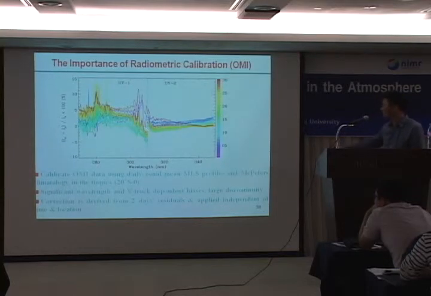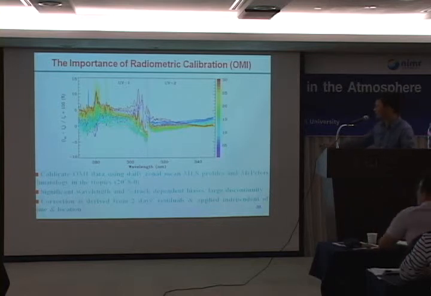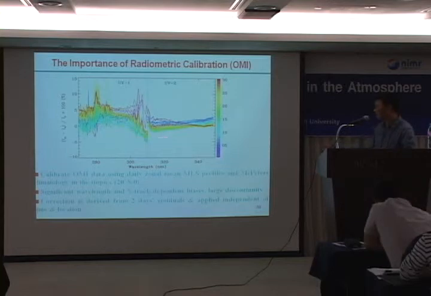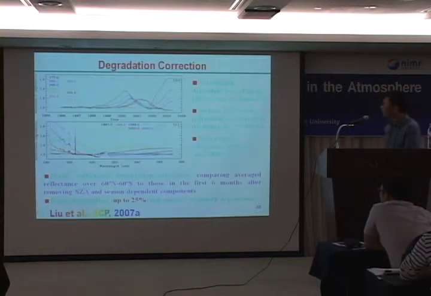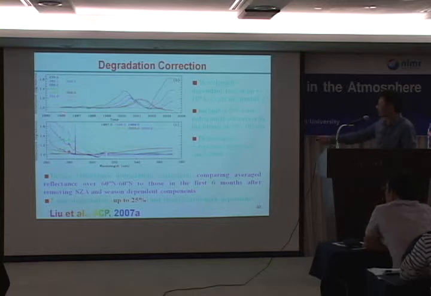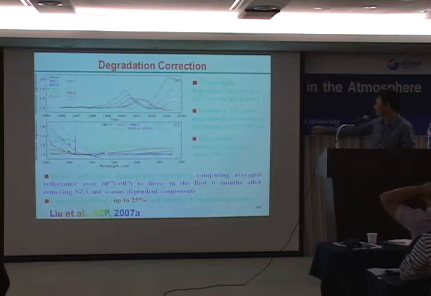Calibration, this is for OMI. We try to do some empirical correction. Here I show the correction as a function of wavelength, also for different cross-track positions. For GOME data, especially after 2000, you have lots of degradation. It's huge. Here I'm showing the degradation as a function of time, but for different wavelengths, it's up to 25%. So you have to do some correction for that.